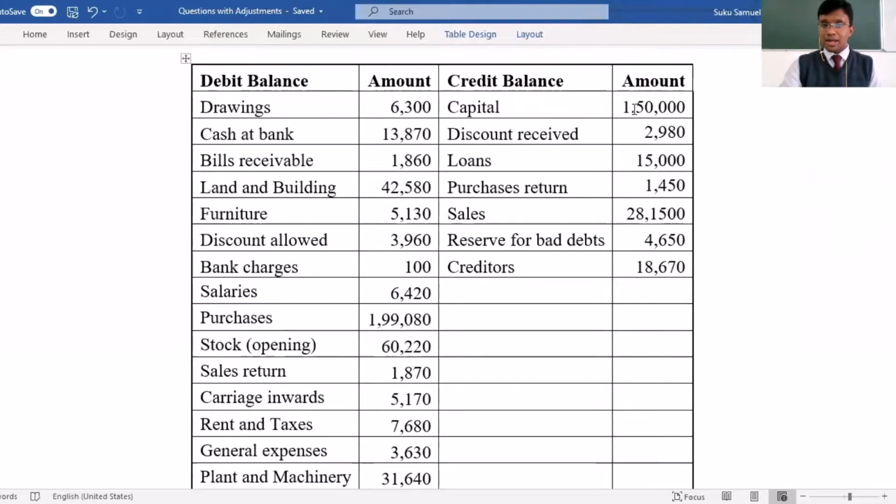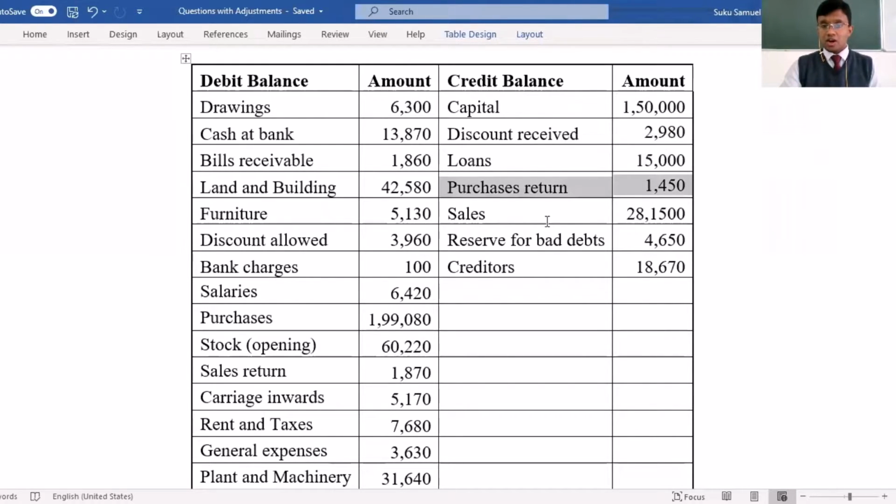Now let's look at the credit balances. Capital, balance sheet. Discount received, indirect income, profit and loss account. Loan. Please remember the loan is featuring on the credit side of your trial balance. So will this be loan taken or loan given? Remember, on the credit side, you always have your liability. So this is loan taken. This will go into your balance sheet as a long-term liability.